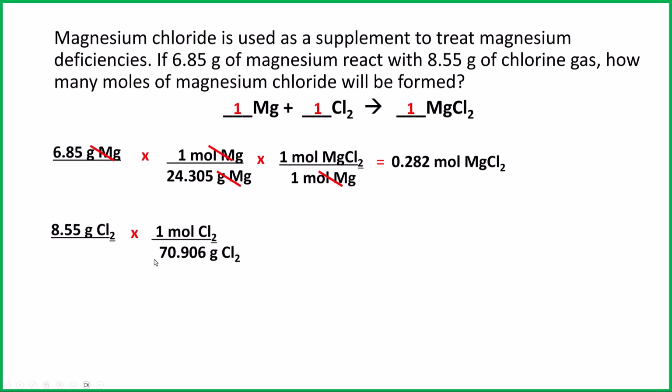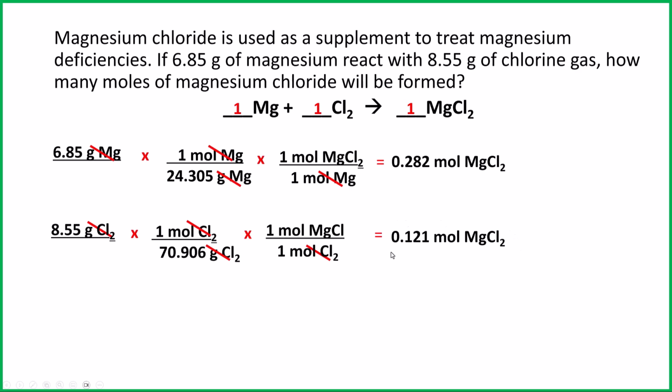Okay, so we use the molar mass of Cl2 or chlorine gas, 70.906 grams per mole. And that allows us to cancel out the grams of chlorine, and we end up with 1 mole of chlorine gas using our mole ratio from the equation. We have 1 mole of chlorine gas for 1 mole of magnesium chloride. And when we calculate that out, we end up with 0.121 moles of magnesium chloride.